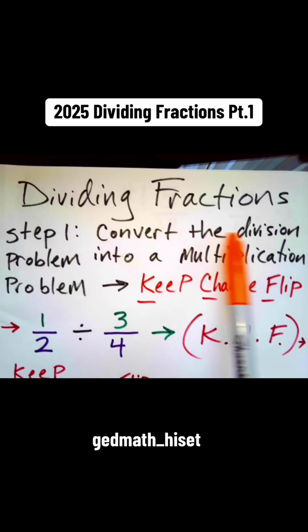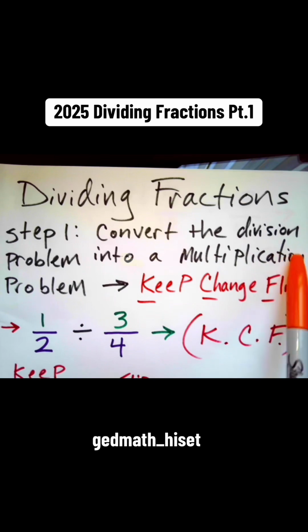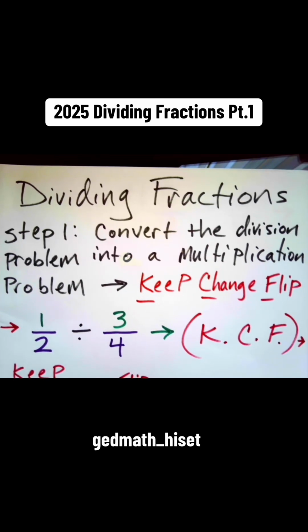Step 1, convert the division problem into a multiplication problem. You're thinking, I can convert it to a multiplication problem? You surely can. You'll do something I call keep, change, flip, or KCF. Don't get that mixed up with KFC. We're not cooking chicken today. We're going to keep, change, and flip these terms.